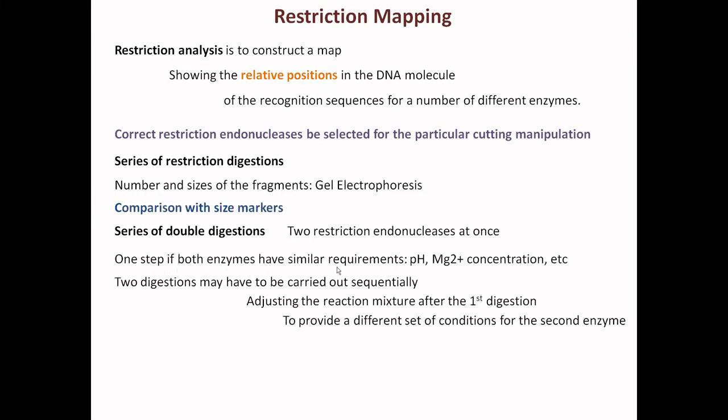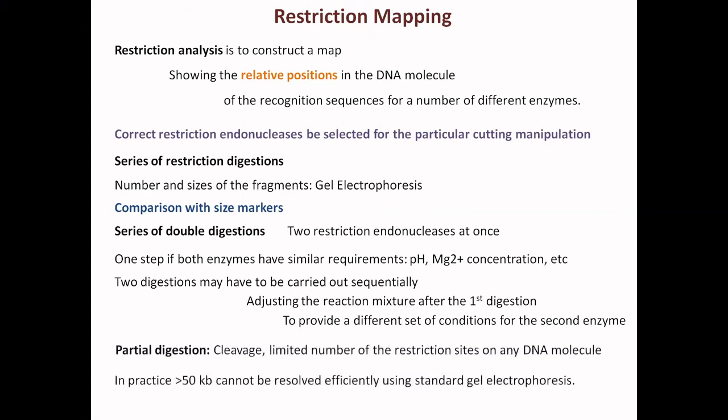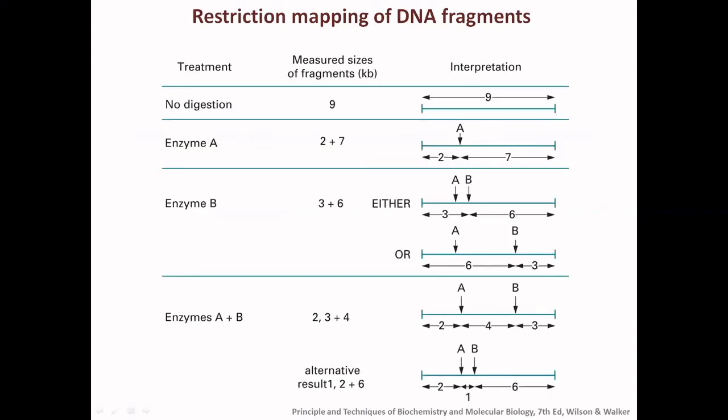It can be done in one step if both enzymes have similar requirements like the pH and magnesium concentration. Otherwise, two digestions may have to be carried out sequentially, adjusting the reaction mixture after the first digestion to provide a different set of conditions for the second enzyme. Then there is a partial digestion, because you don't need it to fully digest everything. So it cleaves a limited number of the restriction sites on any DNA molecule. In practice, more than 50 kb cannot be resolved efficiently using standard gel electrophoresis.